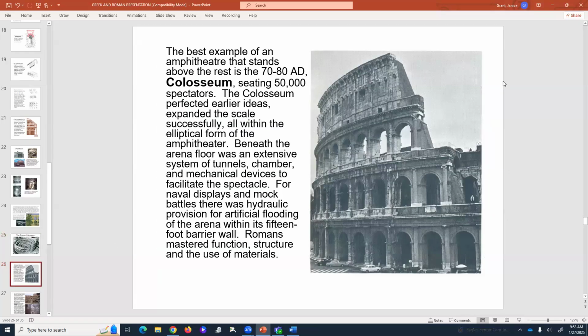So the cool thing about the Coliseum, I mean, there are a lot of cool things about this Coliseum, but it has all three of the orders, the columns. Look at the bottom. The bottom is Doric, and the next one is Ionic, and then the next one is the Corinthian. So it brought in all of the different columns, the three that we're talking about.